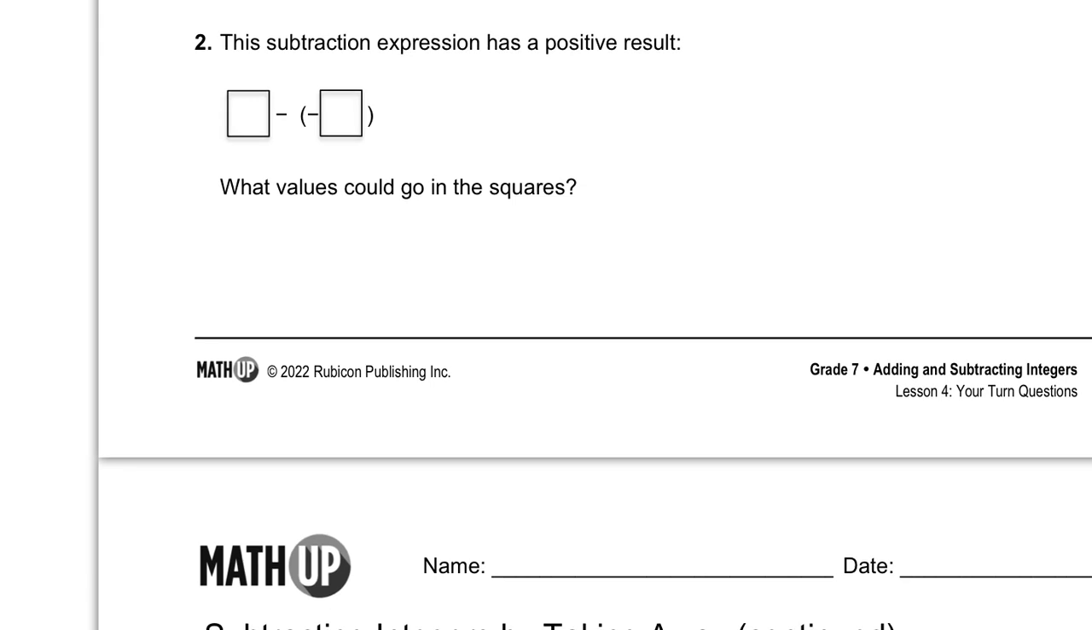Question 2 says, this subtraction expression has a positive result. What values could go in the squares? Okay, we could have a 1 here and a 3 here, because 1 subtract -3, that's like saying starting with a 1 and then taking 3 negative counters away. And the only way you can do that is like this. You take those 3 away and you end up with 4. There's many more values that could go in the squares, but that's just one of them.